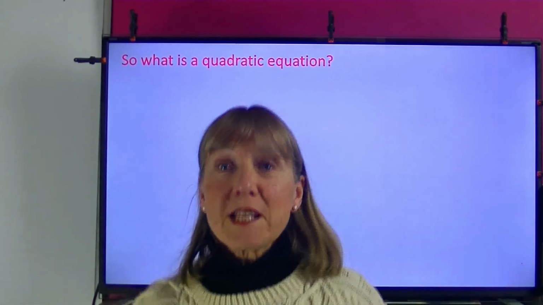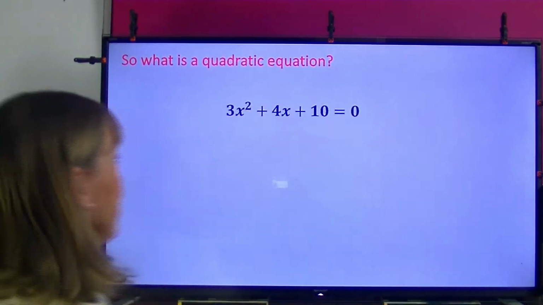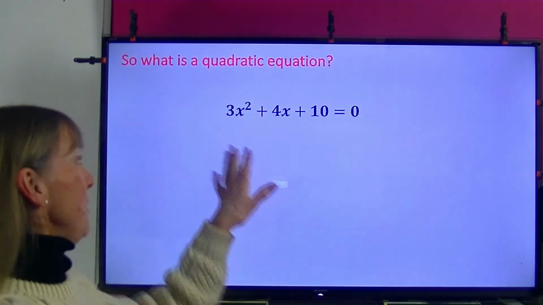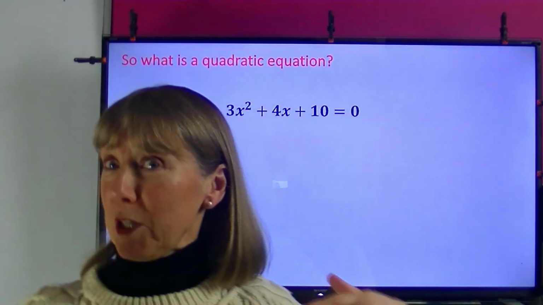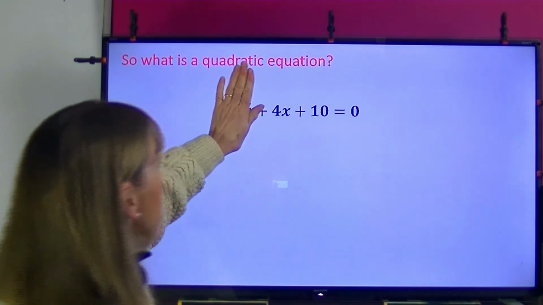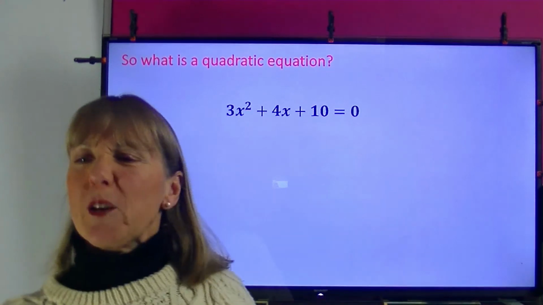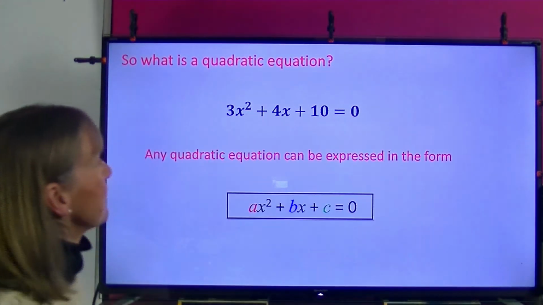So what is a quadratic? Here's a quadratic. We know it's a quadratic because it's got an x squared term. If it had x to the power of 3, it would be a cubic and not a quadratic. If it was just 4x plus 10, it would be a linear equation. So we can always recognise a quadratic equation.